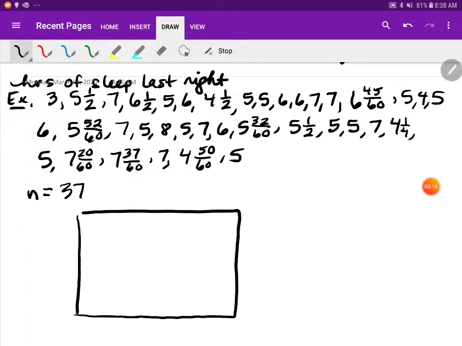I should turn the sound off on my phone. I'm expecting a phone call, so I'm going to have to pause when I get to that phone call.